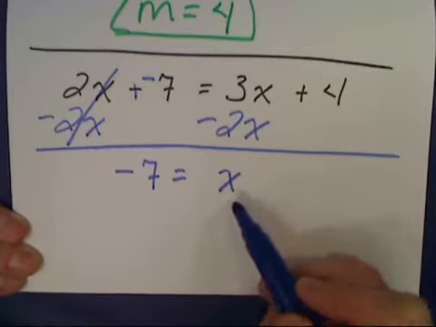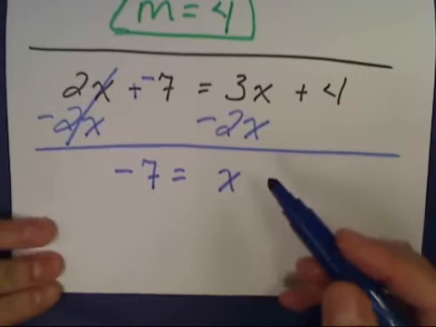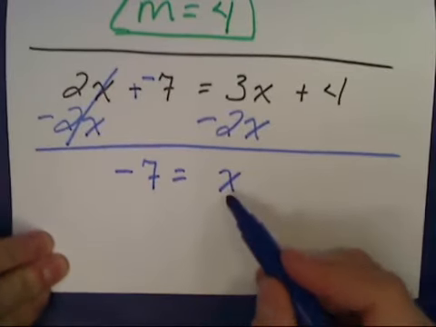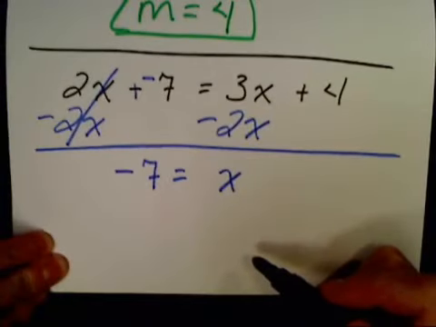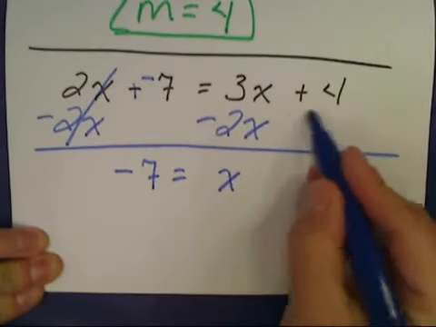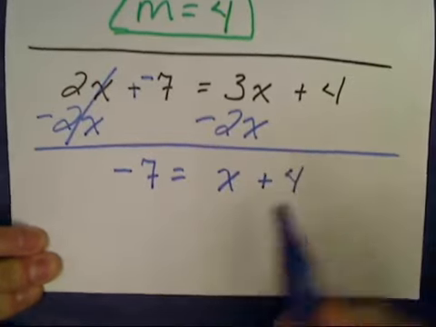Whew, that was a lot in there, wasn't it? You might want to rewind and listen to that one again. Okay? But 3x minus 2x is 1x. We don't usually put it in there. If you want to put it in there, that's fine. Here we bring down the plus 4 because that comes along for the ride.